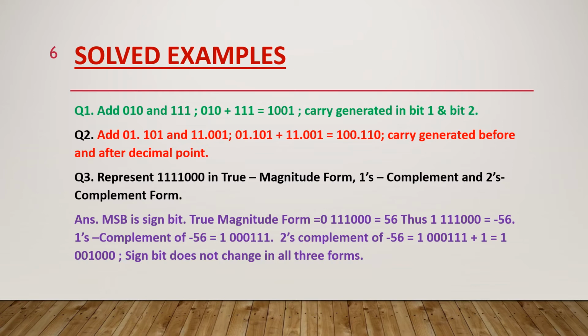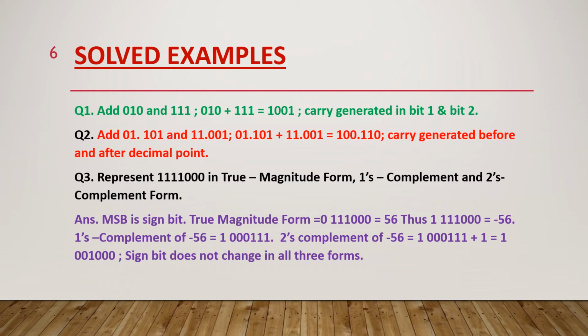Now question 2 is add 01.101 and 11.001. So 01.101 plus 11.001, and if you add it, that is equal to 100.110. The only thing shown here, otherwise you know how to add it, is that carry is being generated before and after the decimal point. This is what you have to remember.